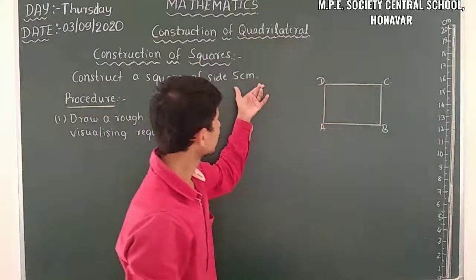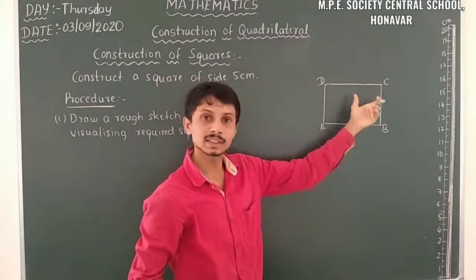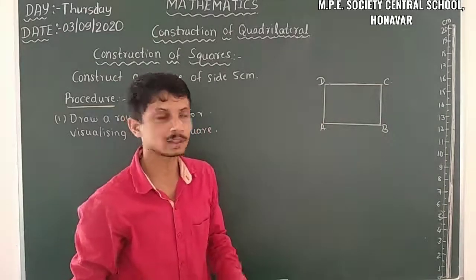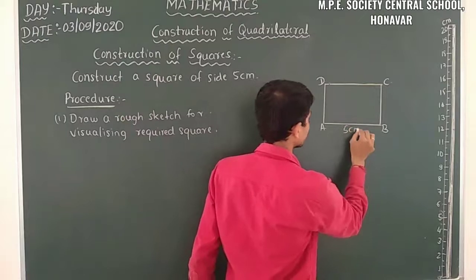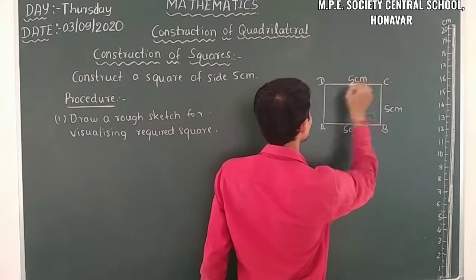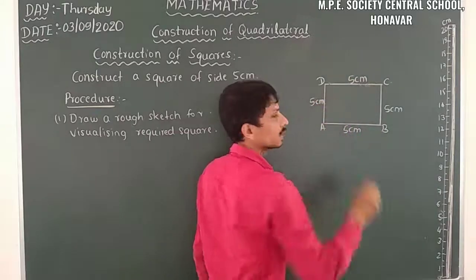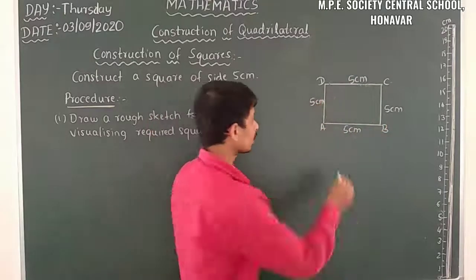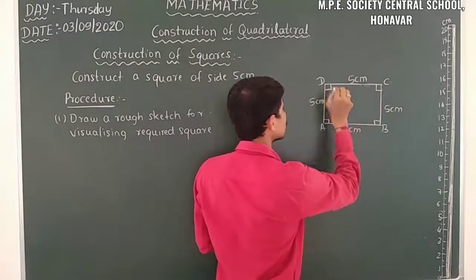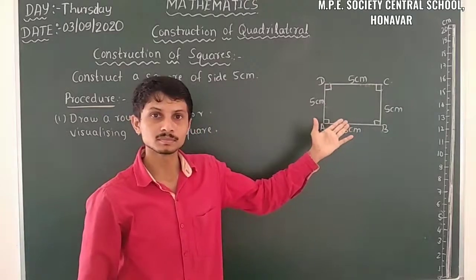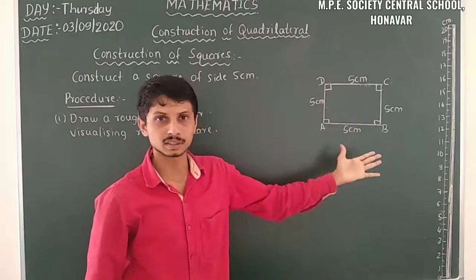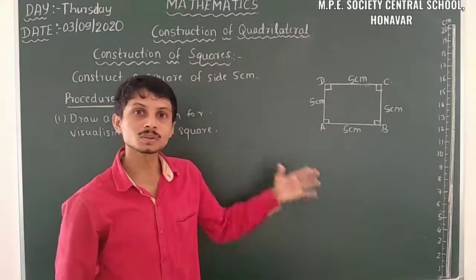So AB is equal to BC is equal to CD is equal to AD, all the sides are equal to 5 centimeter. That is why we write 5 centimeter here, and here it is also 5 centimeter. All the angles are 90 degree. So this is about labeling the diagram. Here we label the rough sketch. After that, we go with the procedure.